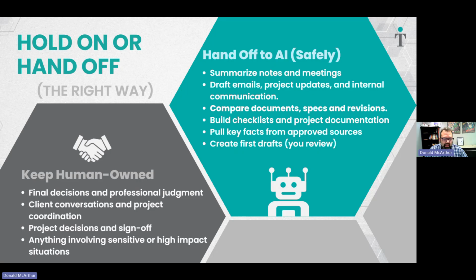Now, here are some things that you can hand off to AI. Summarizing notes and meetings, drafting emails and client updates, comparing documents, specs, and revisions. It does a fantastic job of that. Building checklists and process documentation. Pulling key facts from approved sources. I don't just mean from the internet in whole. It can do that, but you can say, no, I've got a file here and I want you to prove it using this. Creating first drafts is great.